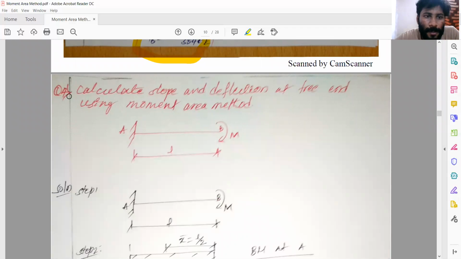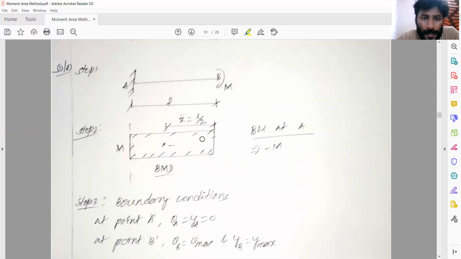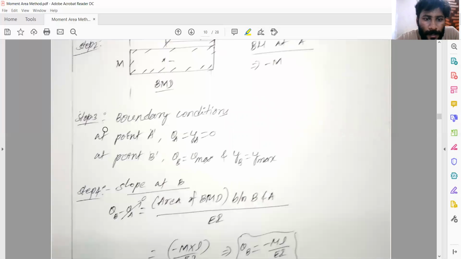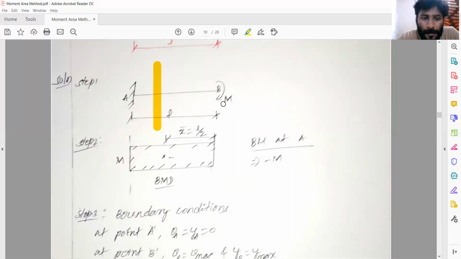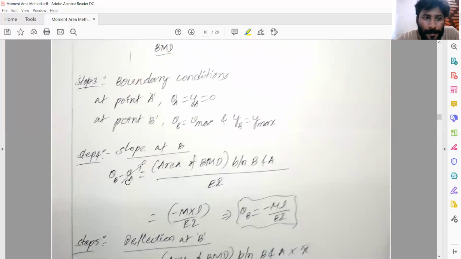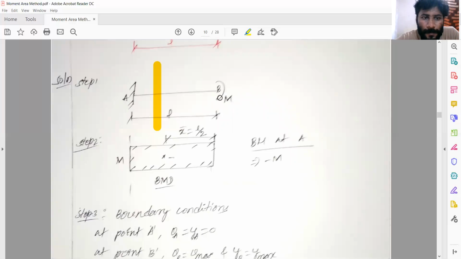Then the next problem is to calculate the slope and deflection at the free end using the moment area method. Now you can see a cantilever beam subject to a couple M at the free end. Draw the bending moment diagram for that. The bending moment will be rectangular whenever the couple is acting at the free end. It's rectangular, negative. The bending moment at A is minus M, because taking the section like this, it acts clockwise to the right of the section, so it's negative. Boundary conditions: theta B minus theta A.